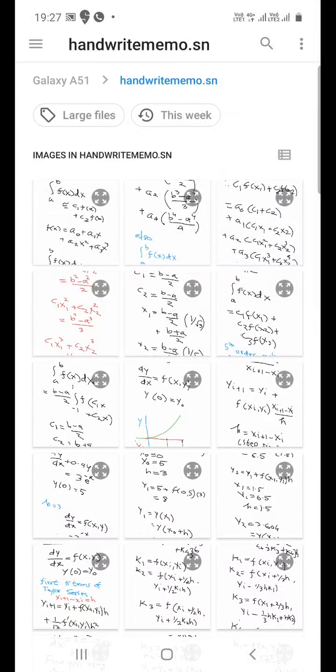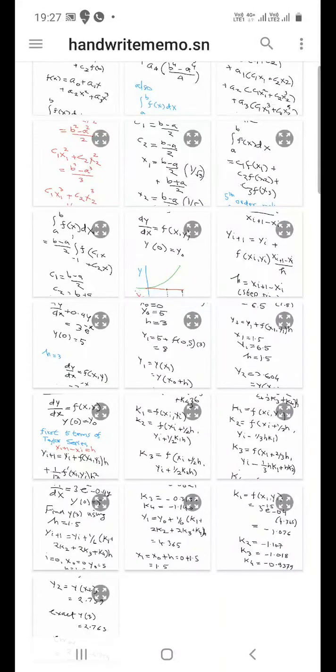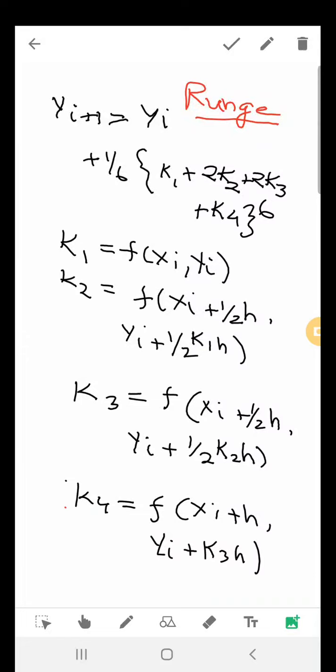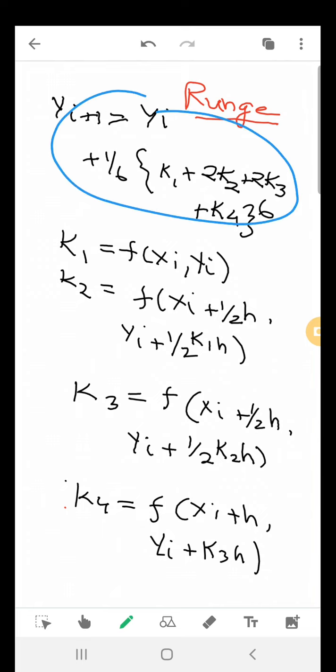and then you compare it with this expression, like 1 by 6 (k1 plus 2k2 plus 2k3 plus k4) into h, and you get the values of the coefficients k1, k2, k3 and k4 as the following.